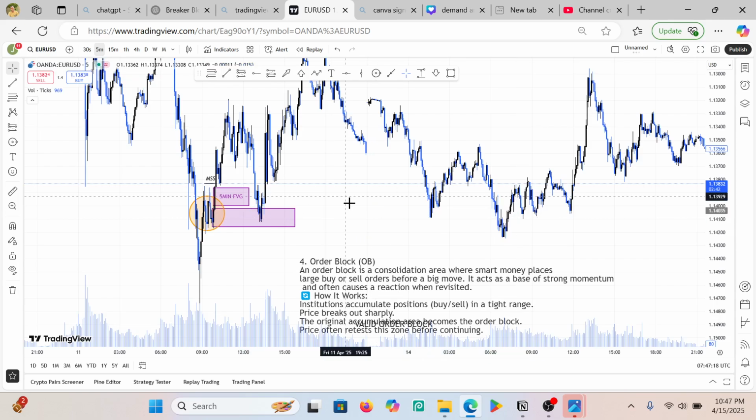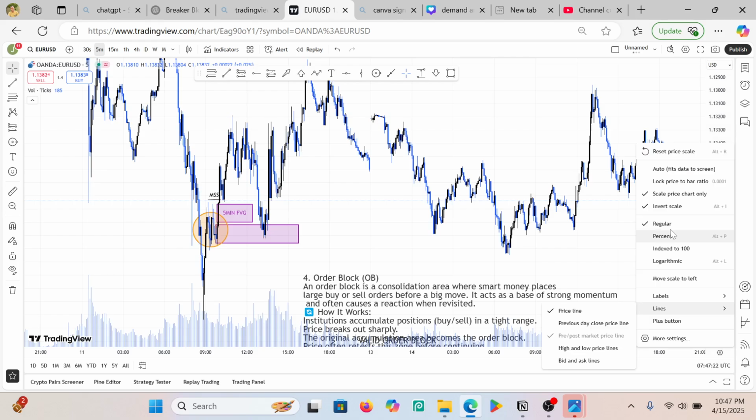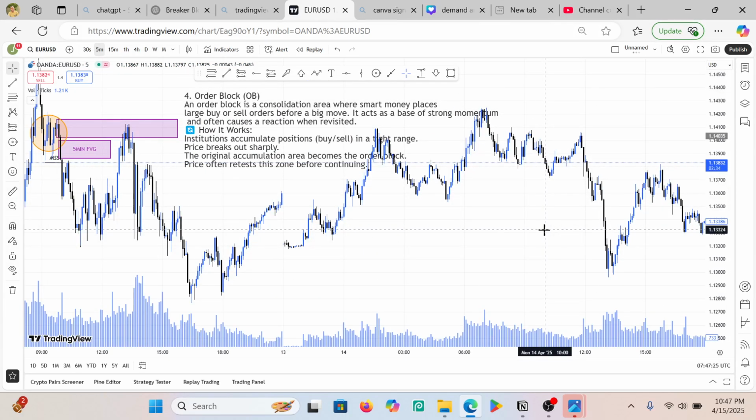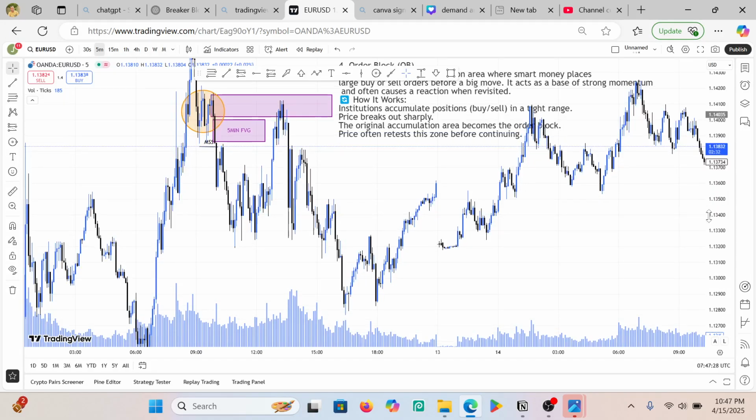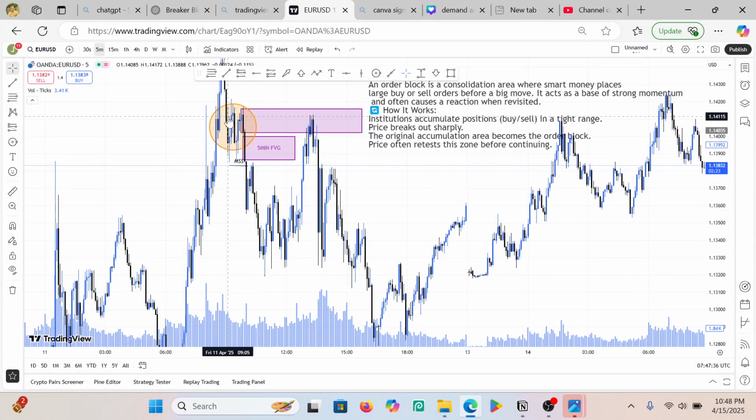That's an example of an order block. This is a bullish order block. An example of a bearish order block is this one. A bearish order block is like this one. There's a consolidation in that area, a market structure shift, and an FVG.